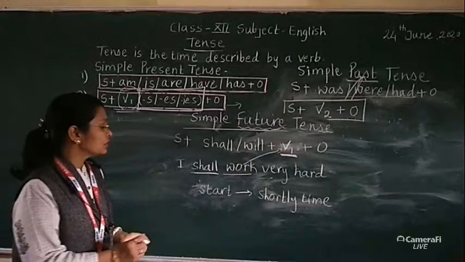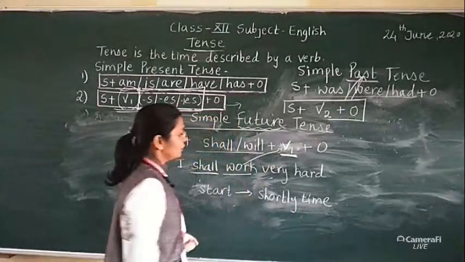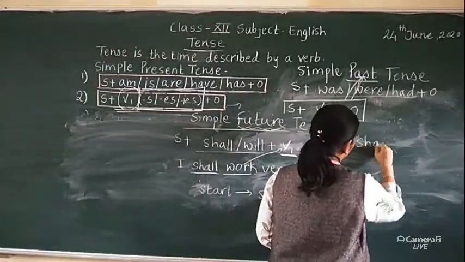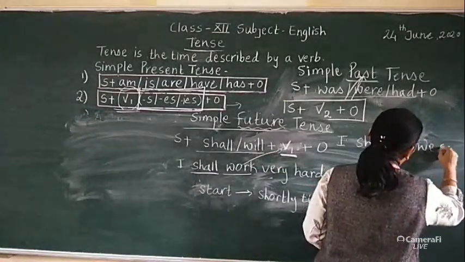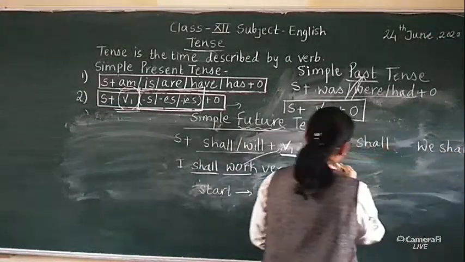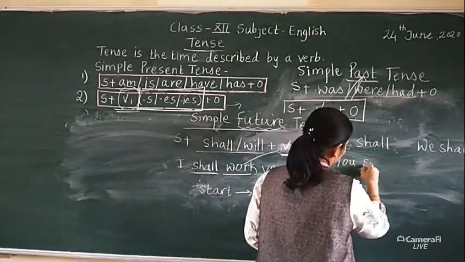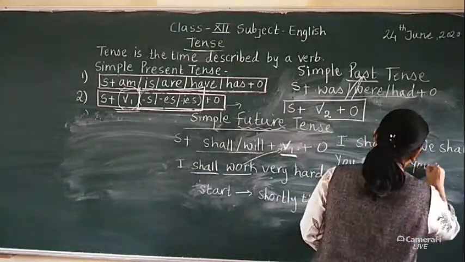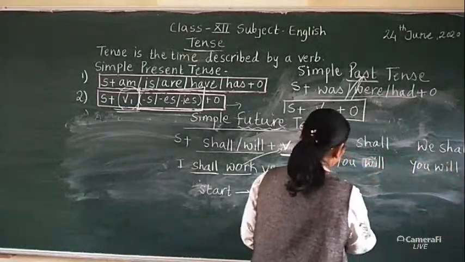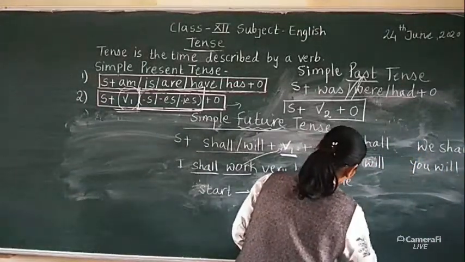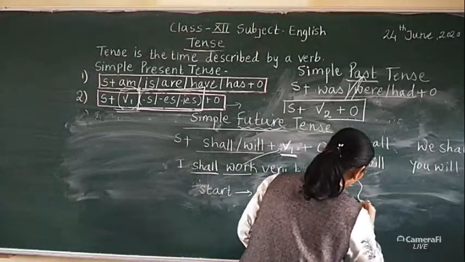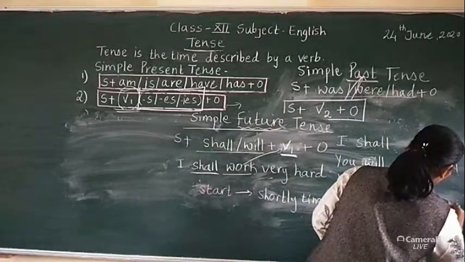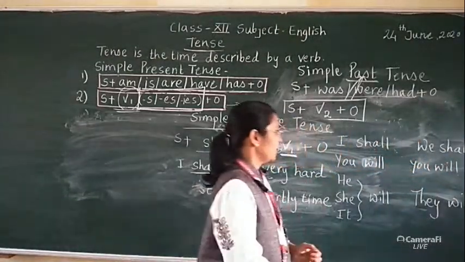Okay. Now one thing is very important. Shall, will. Okay. See, here it is a chart. I shall. What do we use? I shall. Here we shall. Remaining, you shall. Sorry, you will. You will. Okay. Next, he, she, it. Here we use will. Okay. And they will.